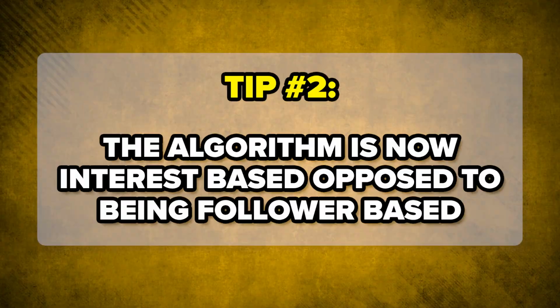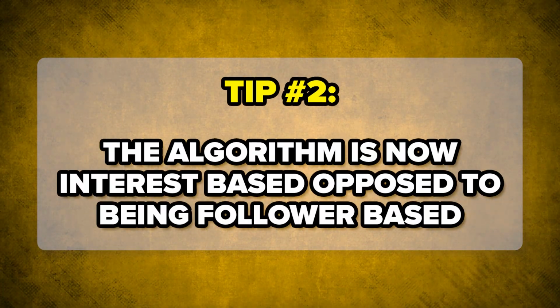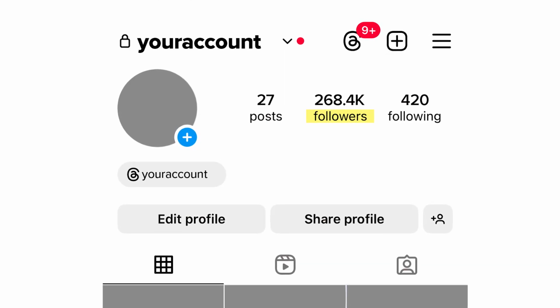Change number 2 is that Instagram's algorithm is now interest-based and not follower-based. What does this mean? Just a few months ago, when you posted on Instagram, it mattered how many followers you had. If you had more followers, you got more views, but Instagram does not work like that anymore. Now, Instagram cares about how many people are actually interested in the piece of content that you are uploading today.